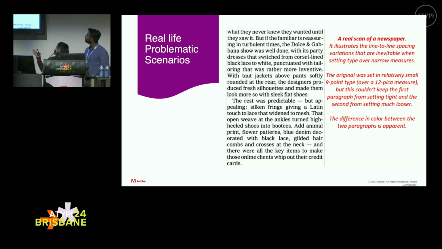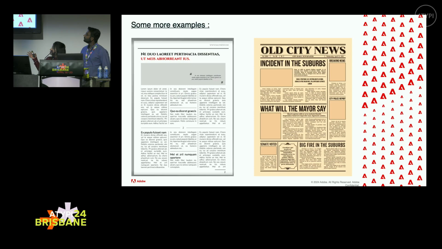Here is a real-life scenario of a real scan of a newspaper, in which you can see that the first paragraph is quite compactly spaced, and the second one is comparatively loosely spaced. Here are some more scenarios of badly justified text. All this poorly justified text causes visually displeasing text, and it causes distractions in reading, which is quite undesirable. And even some of the professional apps like Adobe InDesign try to solve the problem of poor justification to some extent, but still they leave some scope for improvement.